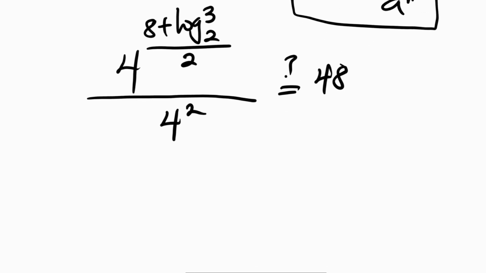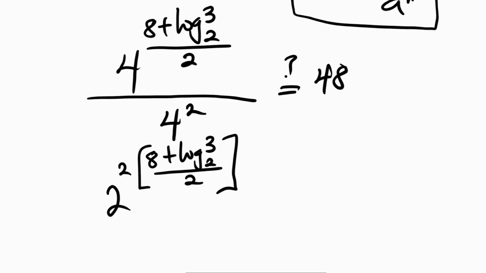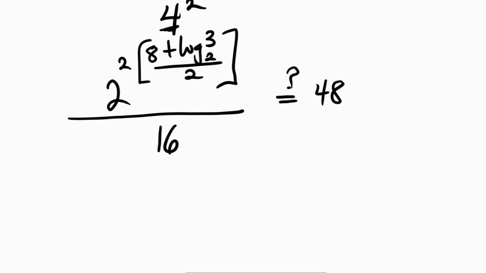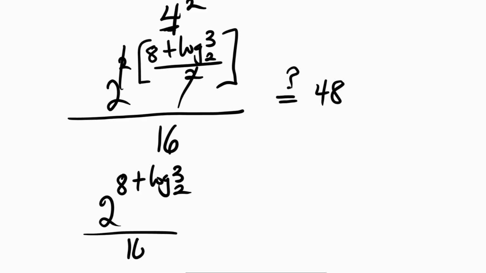Now, we can rewrite 4. 4 is the same thing as 2 squared, right? 2 squared into 8 plus log of 3 base 2 divided by 2, all over 4 squared, and 4 squared is 16. Let's see if that's going to be equal to 48. So let us simplify the left-hand side. So 2 cancels out, and we have 2 raised to the power 8 plus log 3 base 2, right? This is still divided by 16. Let's see, that's going to be equal to 48.